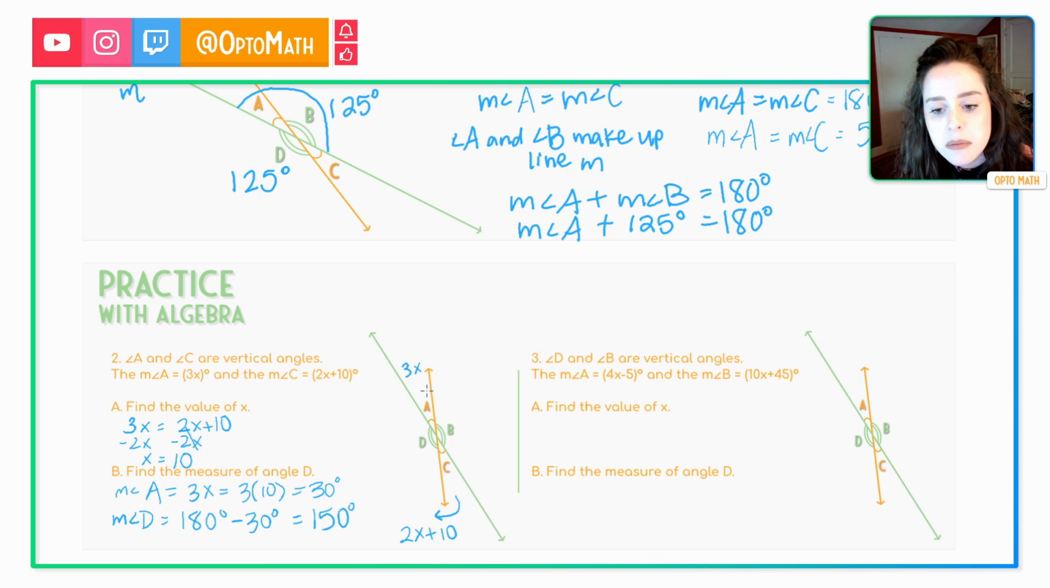You can tell by looking, it's pretty much to scale. Angle A does look like it's about 30. It's definitely acute, right? Then angle D is definitely some sort of obtuse angle.